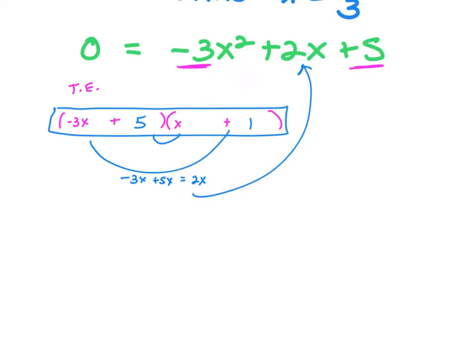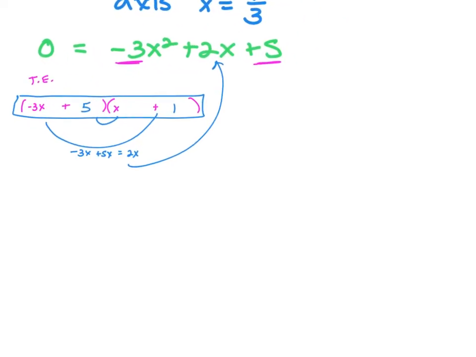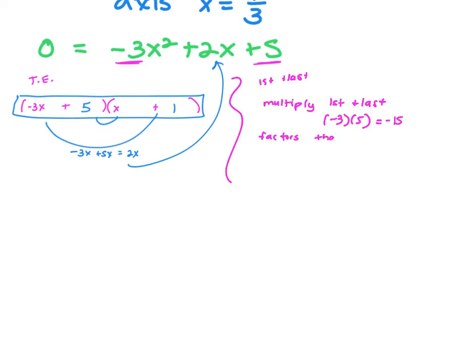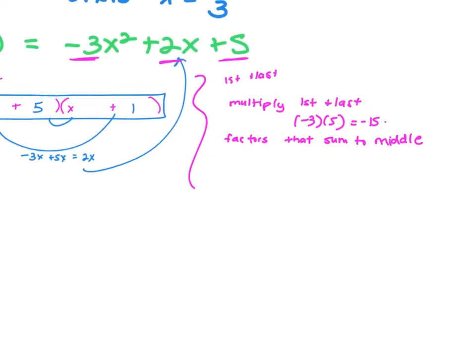The other way to factor when you're given a number on the front is using the first and last method, which means you're going to multiply the first term and the last term. In this case, that's negative 3 and 5, just the numeric part. So I get negative 15. Then you're going to find the factors of that that sum to the middle term. My middle is 2x, or 2, sorry. So the factors of negative 15 that sum to 2 would be positive 5 and negative 3.